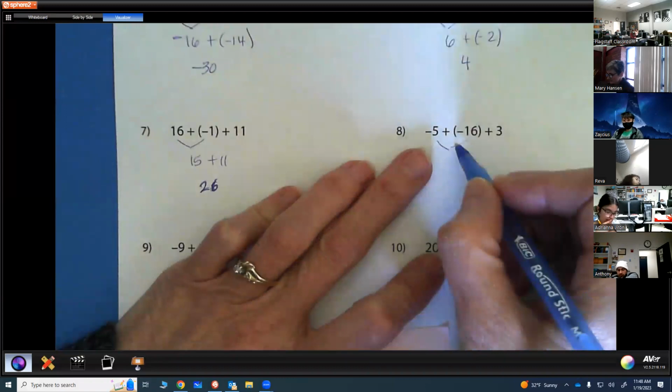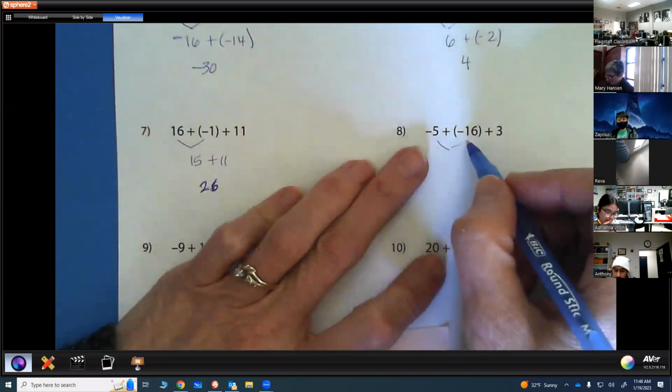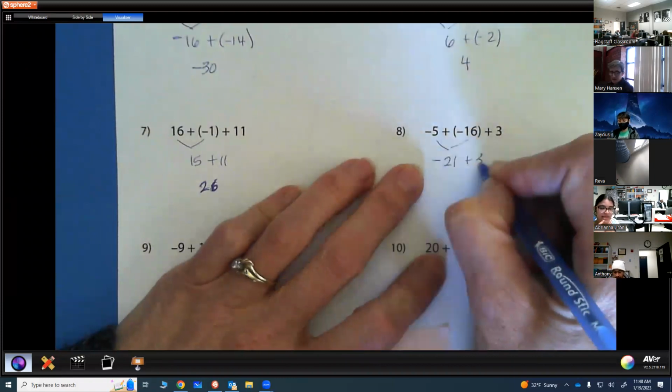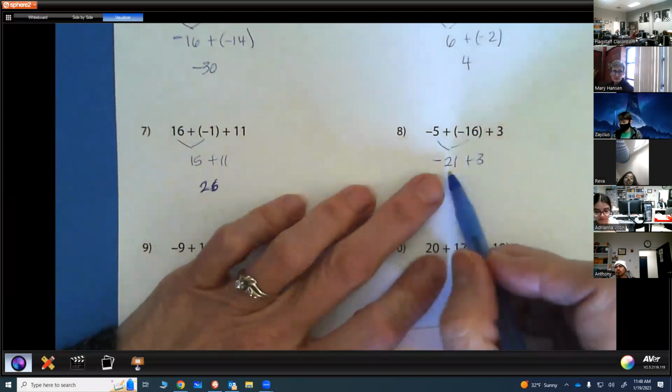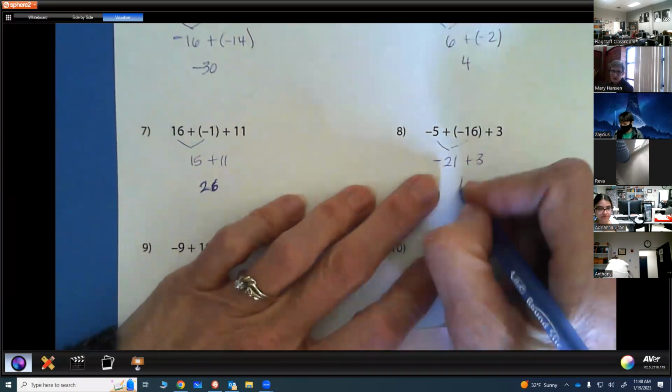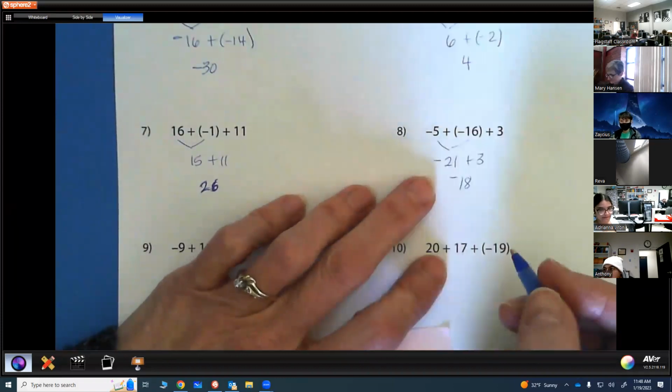-5 and -16 makes lots of negatives. And so it makes -21 plus 3. Now I have a negative and a positive. Signs are different. I subtract and keep the sign of the larger. -18. Yep, good job.